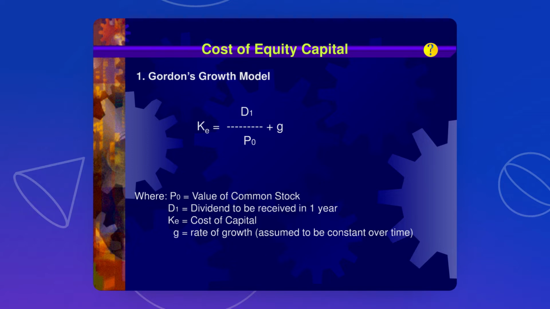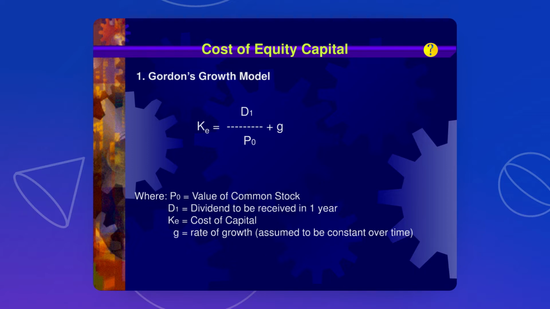Where P0 again is the value of your ordinary shares, while D1 is the dividend to be received in 1 year, while KE is your cost of capital, and G here is the rate of growth assumed to be constant over time. So that's your Gordon's growth model.